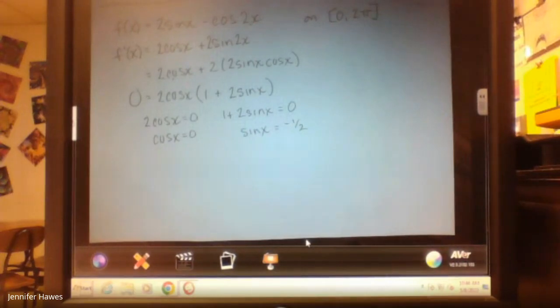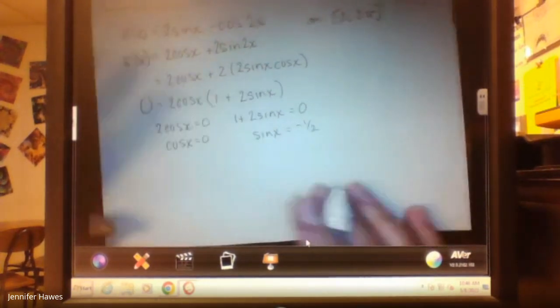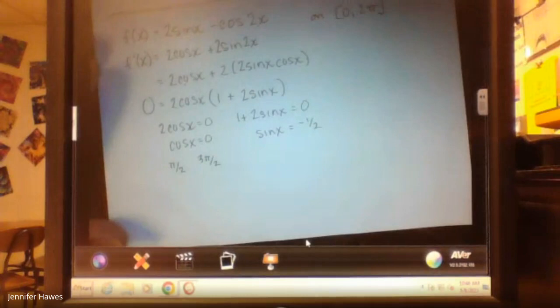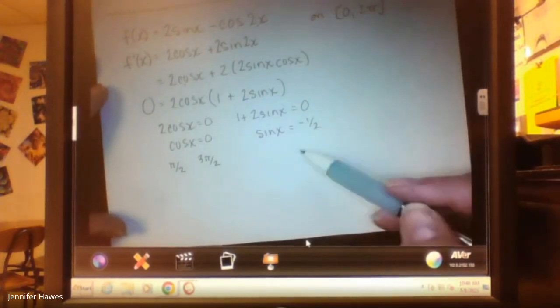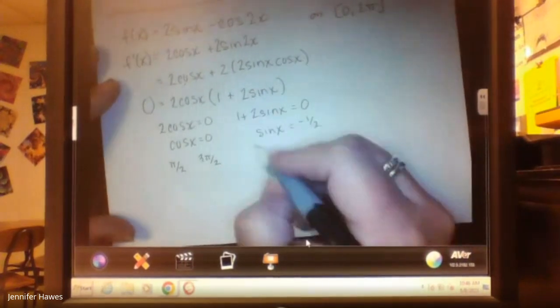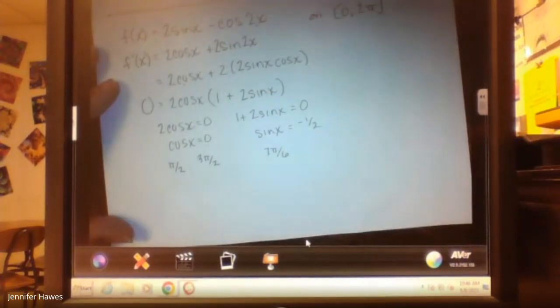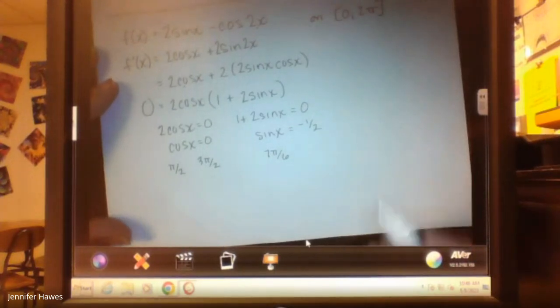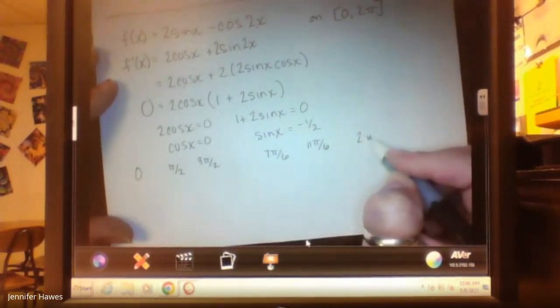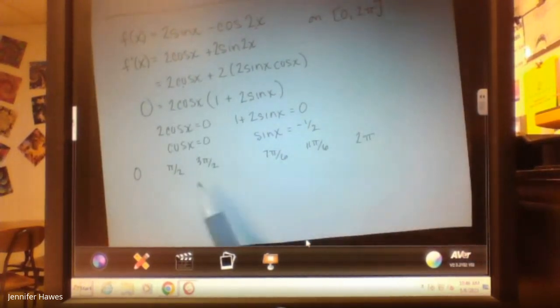I always forget, is it where the angle is 0? So it'd be 90 degrees and 270 degrees. So we're at pi over 2, 3 pi over 2. Where is sine negative 1/2? 7 pi over 6. What about pi over 6? And then this is kind of my interval. I know those aren't in order because this one would go before this one.